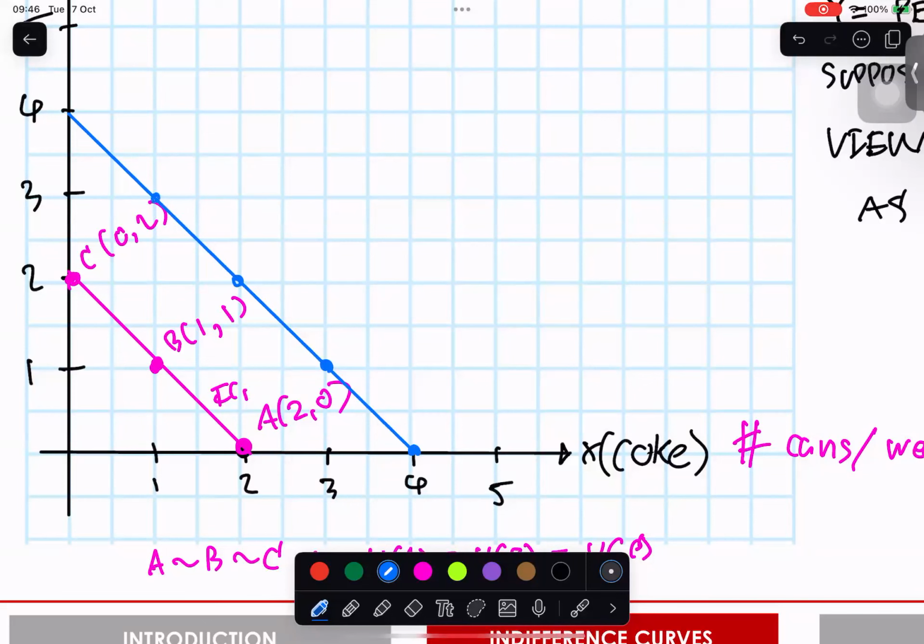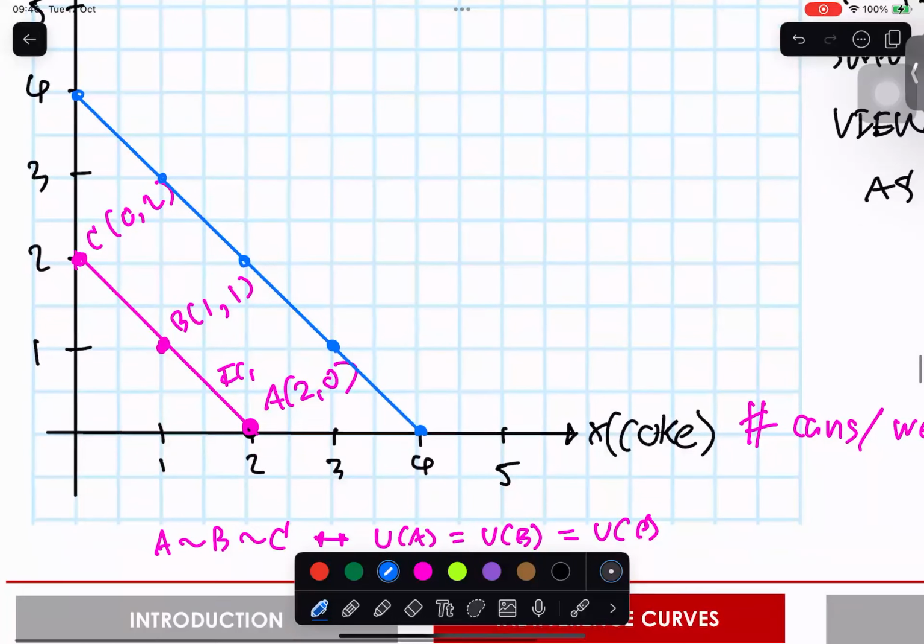Let's have one more line. Let's name it IC2, even though we know that there are a lot more in between IC1 and IC2. But now we just pick one to show more. You can see D, E, F, G, H.